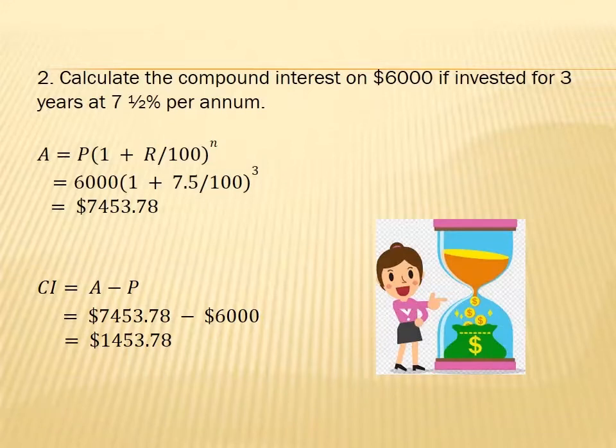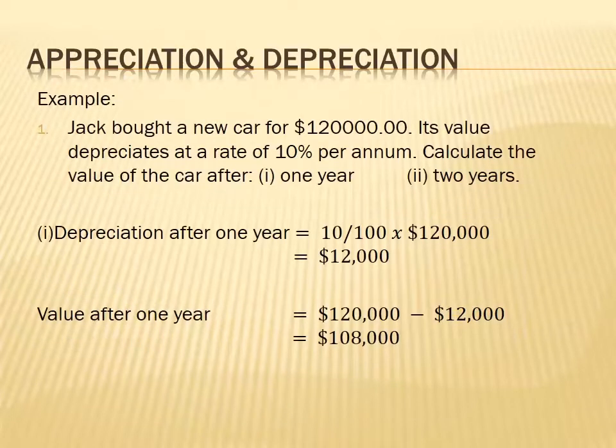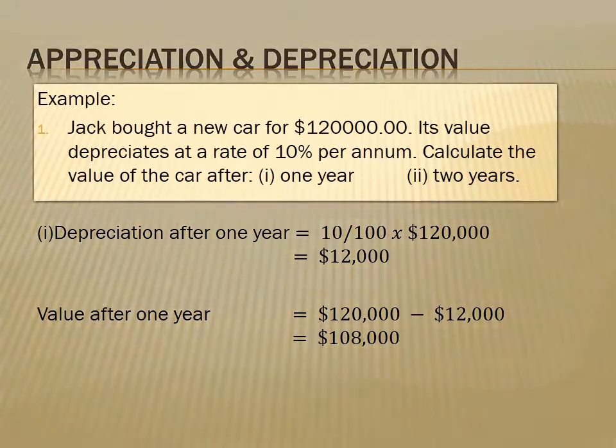Now, as you can see, the formula makes it very easy to calculate compound interest. It was shorter, less time consuming, which is what we want, especially in exams. This brings us to appreciation and depreciation. And these are simply two big words for an increase in monetary value of an item or a decrease. Let's look at some examples.